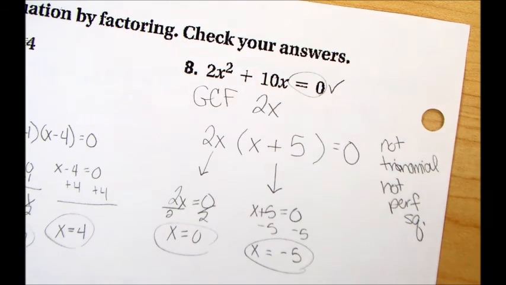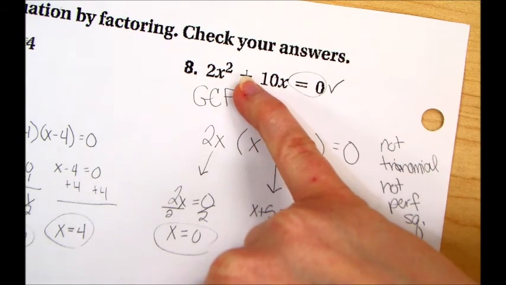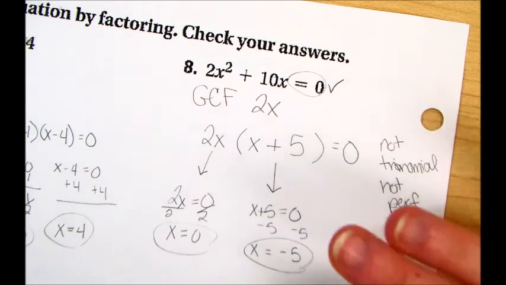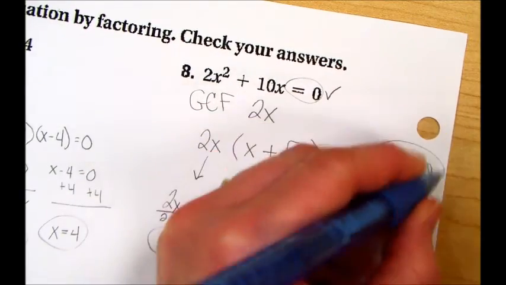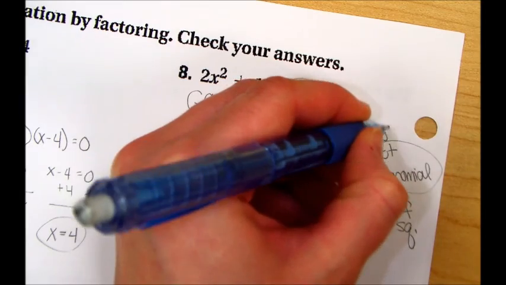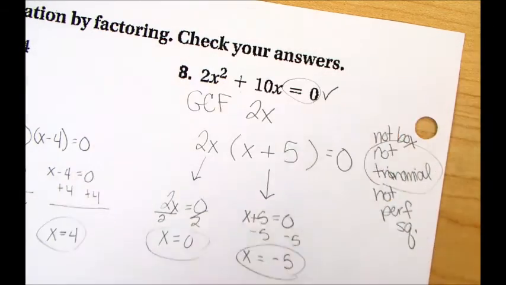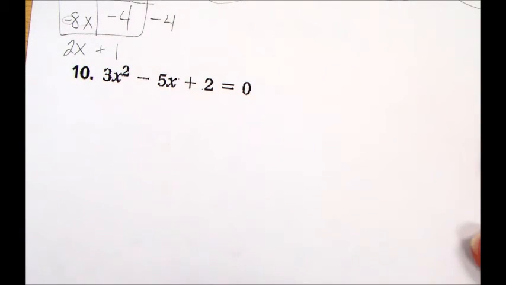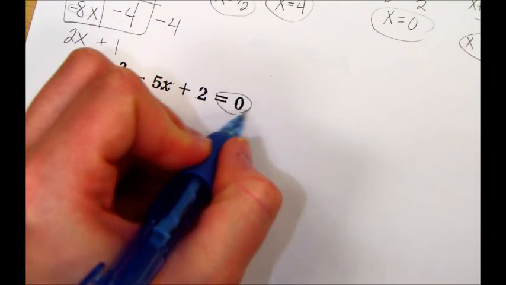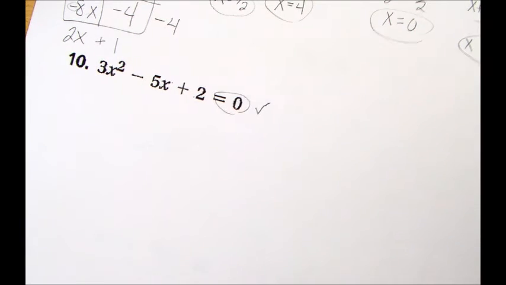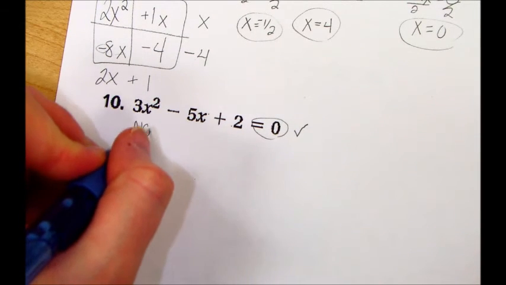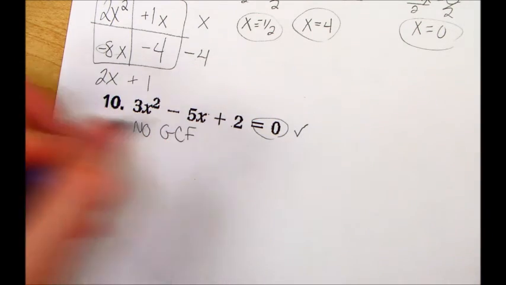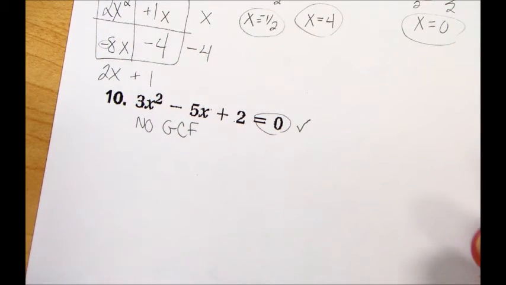This was a special problem because there were only 2 terms and it was a GCF problem only. It was not a box problem because since it was not a trinomial, it's not a box. Can't have a box if it's not a trinomial. All right, number 10. Please note that it's set equal to 0. That's an absolute must. It has to be set equal to 0. There is no GCF in this problem. Now we're going to move on.